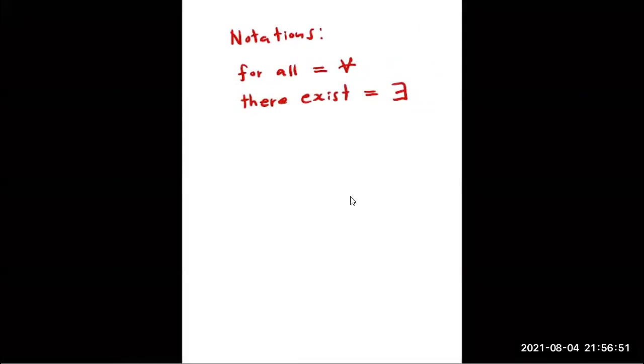All right, here are again the notations that we will be using. This is the symbol for "for all." And when I write this, that means "there exists," okay?